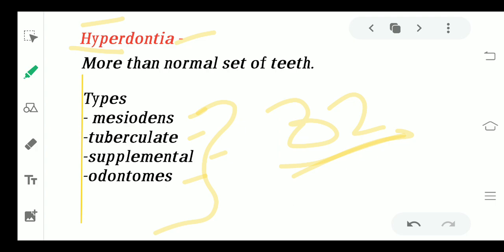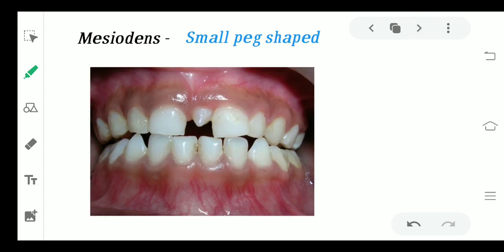When there are more than normal teeth, we will be talking about the first subtype, that is the mesodens. Mesodens is basically a condition when you see, in between your two central incisors, a small peg-shaped, pointed, conical tooth, and that is said to be a mesodens. So mesodens are basically small peg-shaped tooth structures which are conical and are usually present between the two central incisors, especially in the maxilla region.